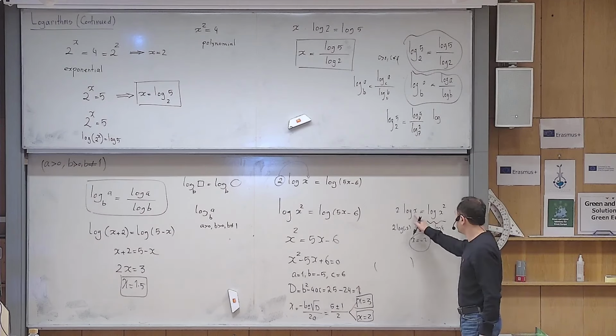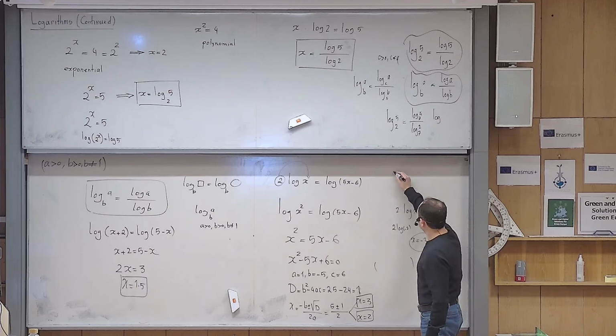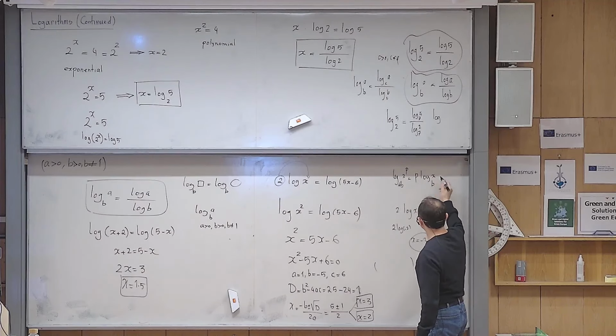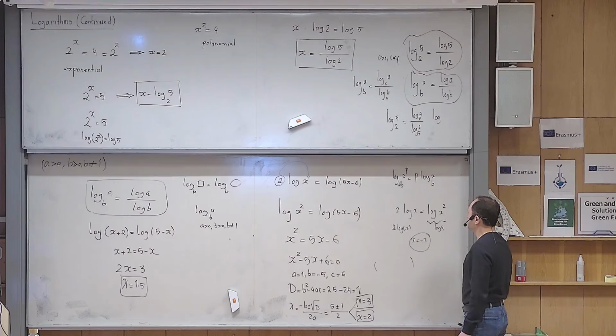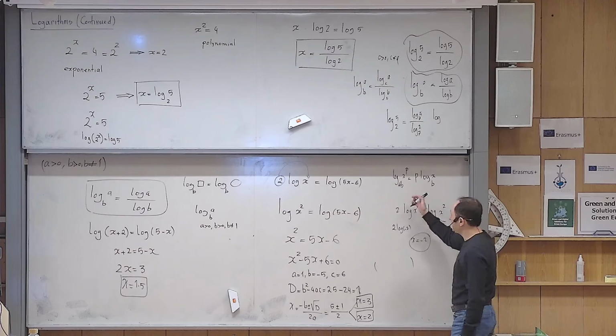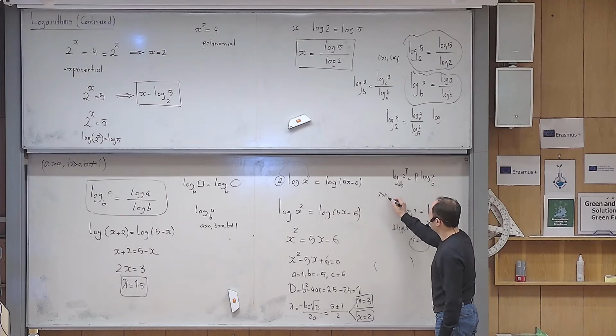So this formula, when I wrote the formula for you, if you remember, I wrote it something like this. I said P goes there. This is the way that I memorize the formulas, but I respect that this is not always true. It is true if x is positive, b is positive, b is not equal to 1, and p is any real number.